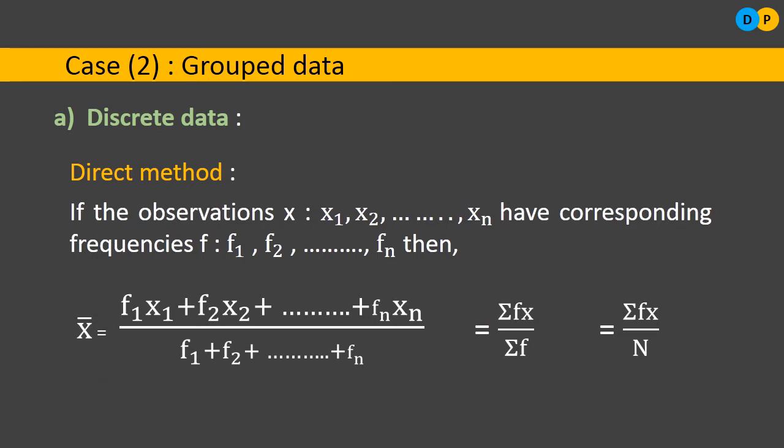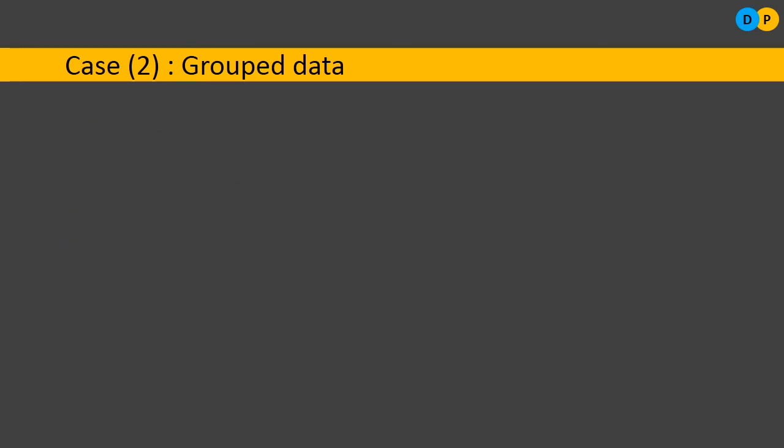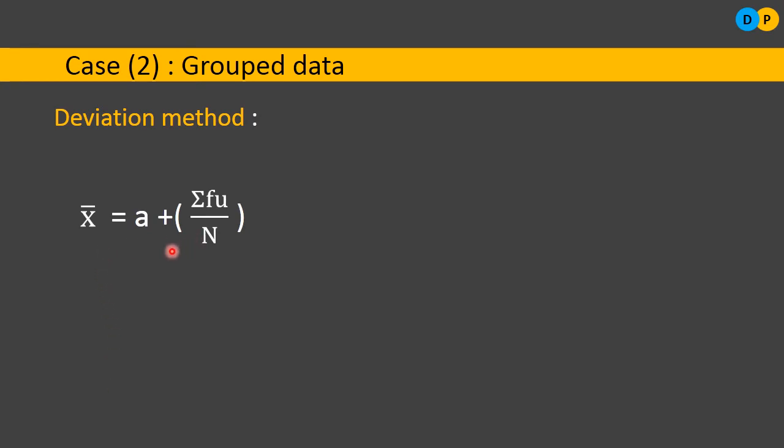If we have discrete data and we are asked to find the arithmetic mean, then for the direct method the formula is x bar is equal to summation fx by capital N. Here f is frequency, x is the variable value, and capital N is the total frequency. On the other hand, if we need to find the arithmetic mean using the deviation method, then the formula is quite different. The formula will become x bar is equal to A plus summation fu by capital N.